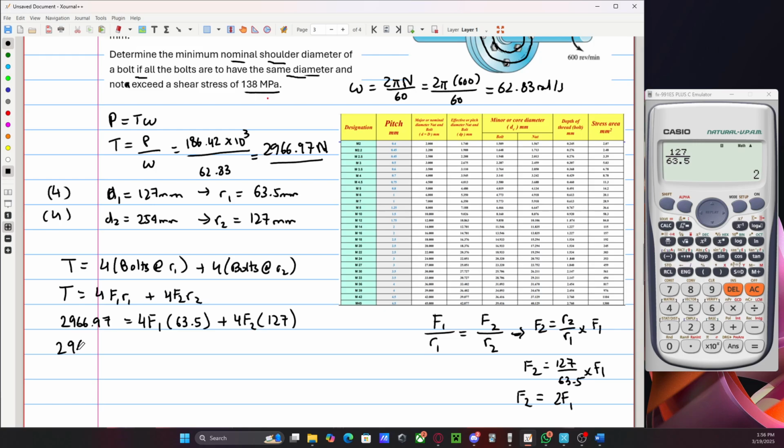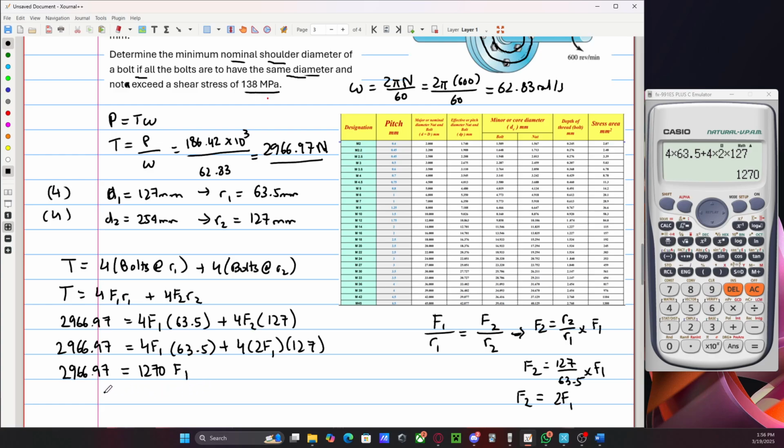So 2966.97 equals 4F1 times 63.5 plus 4 times 2F1 times 127. Let's add this in the calculator. So let's do 4 times 63.5 plus 4 times 2 times 127. This gives us 1270. So 2966.97 equals 1270 F1.